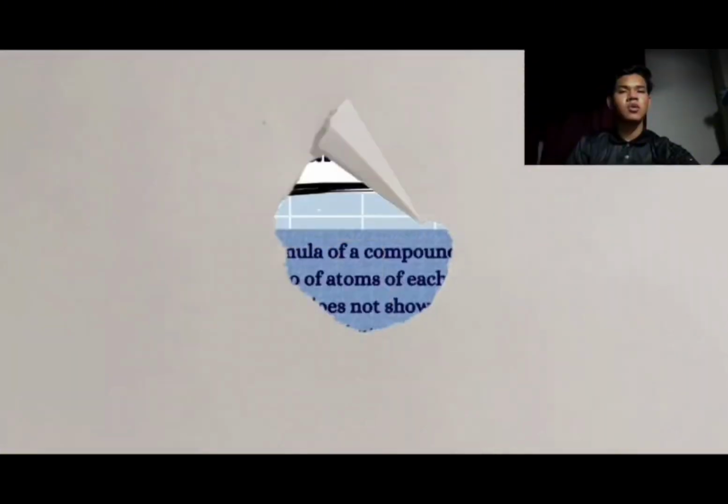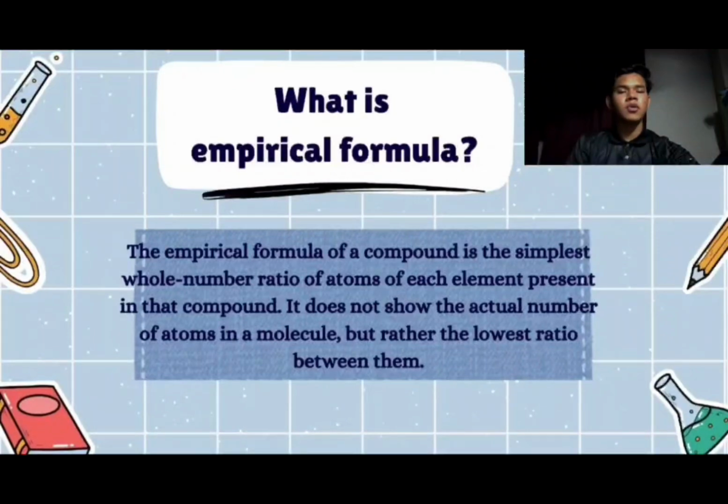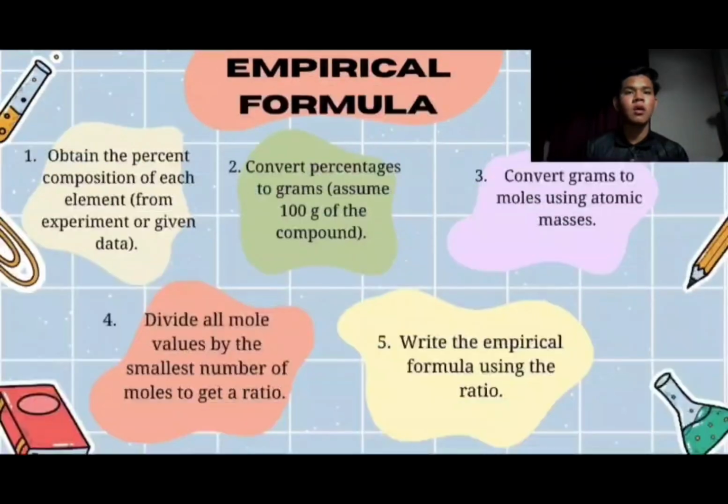Empirical formula. So, what is the empirical formula? The empirical formula of a compound is the simplest whole number ratio of atoms of each element present in that compound. It does not show the actual number of atoms in a molecule, but rather the lowest ratio between them. So, first, obtain the percent composition of each element from experiment or given data. Second, we need to convert the percentage to grams. Assume 100 grams of the compound. Third, we need to convert grams to moles using atomic mass. The next step, we need to divide all mole values by the smallest number of moles to get a ratio. And last step, we need to write the empirical formula using the ratio.